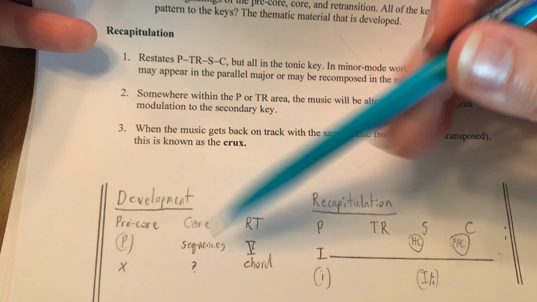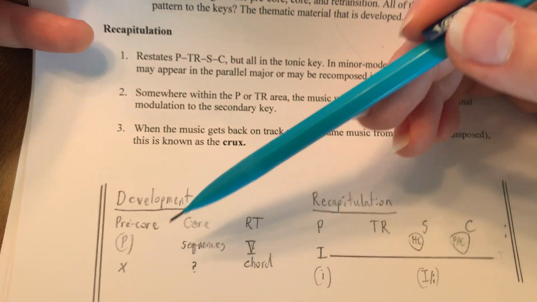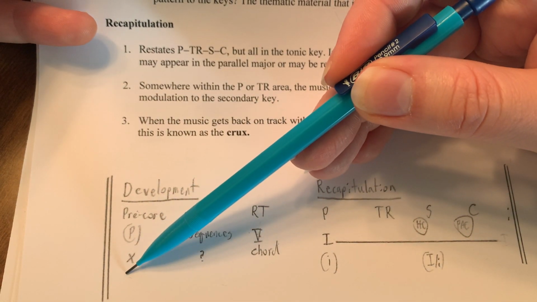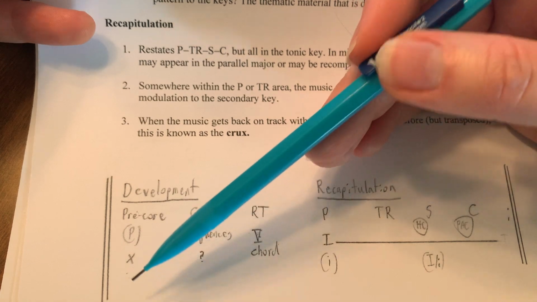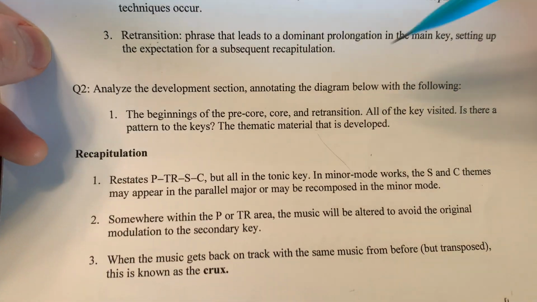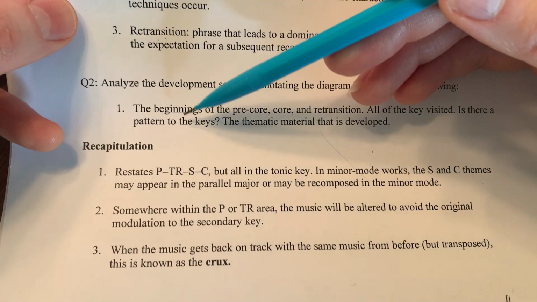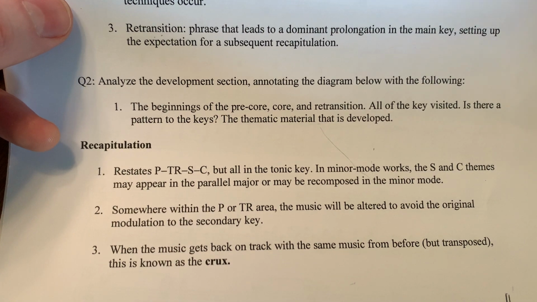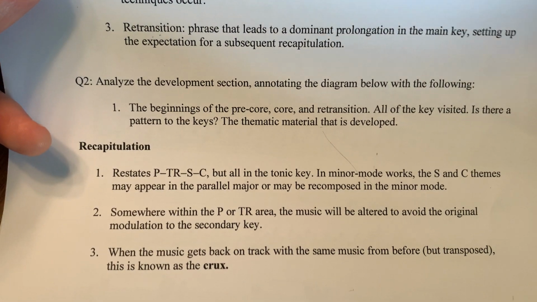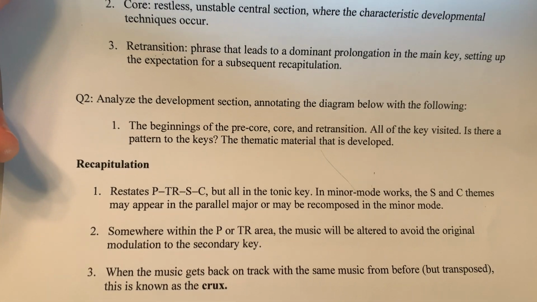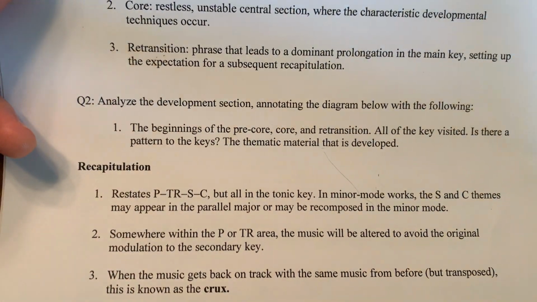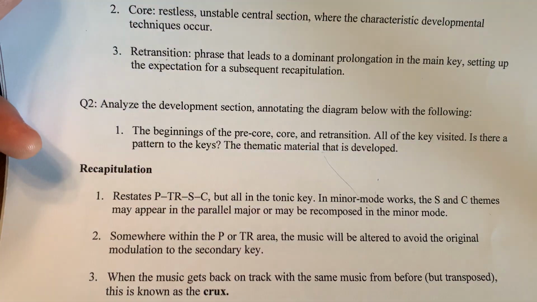Really take a lot of care to look at what keys are visited. You might want to put the Roman numeral of the key plus the key name itself and see if you can determine any pattern. Is there a pattern to the keys? I think you'll find something interesting here. All right, so go ahead and pause the video and find your recording and listen to the development. Then we'll come back and see what we have.